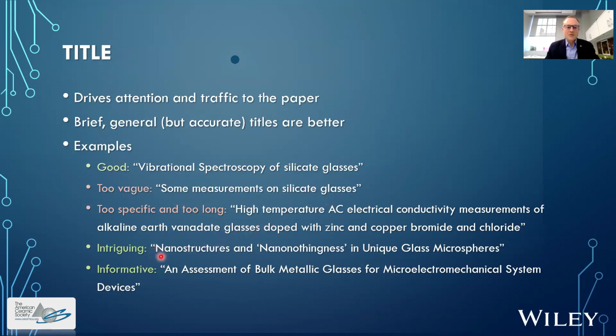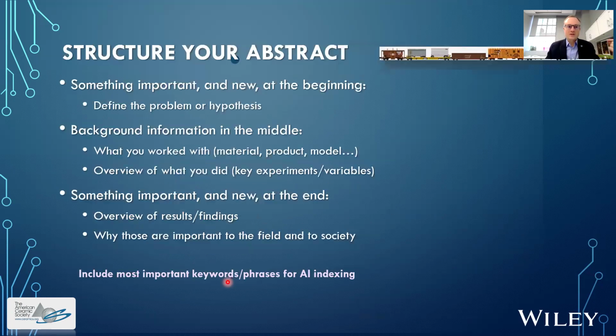An intriguing title would be Nanostructures and Nanothingness in Unique Glass Microspheres. An informative title would be an assessment of bulk metallic glasses for micro electromechanical system devices. So, focus on the key message that you're trying to convey and make sure that your title reflects that.